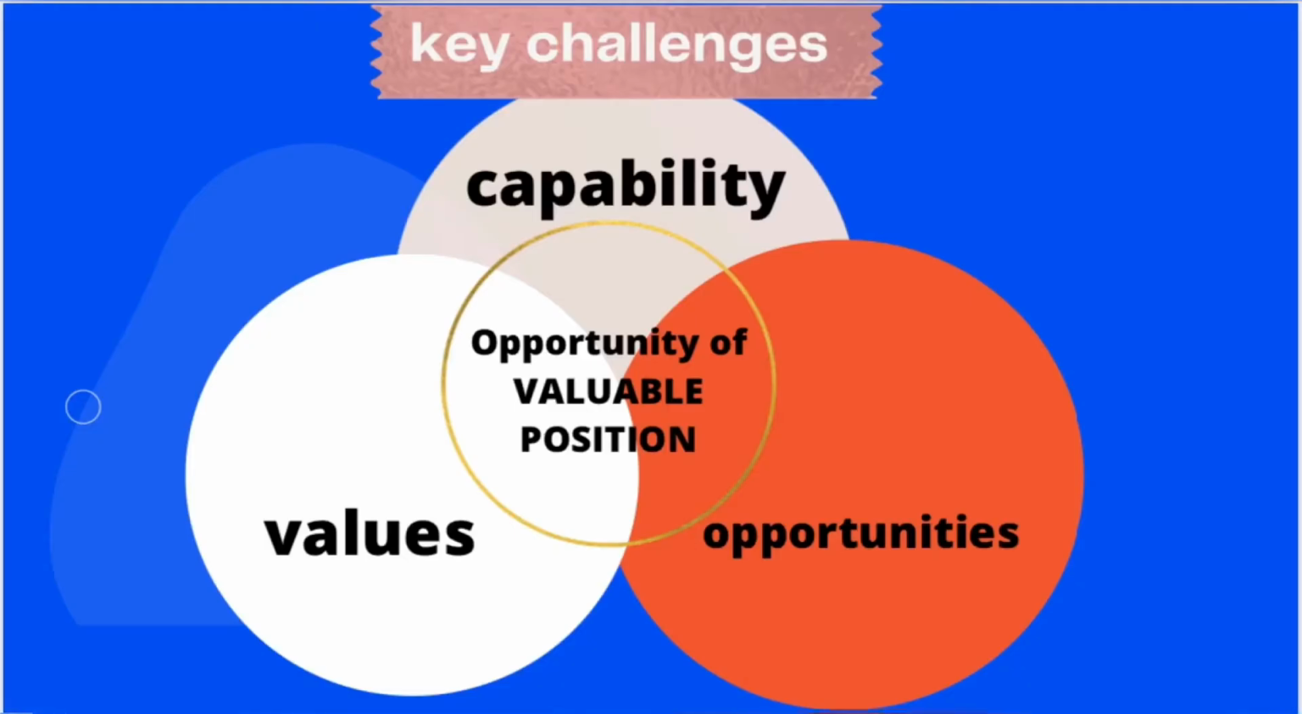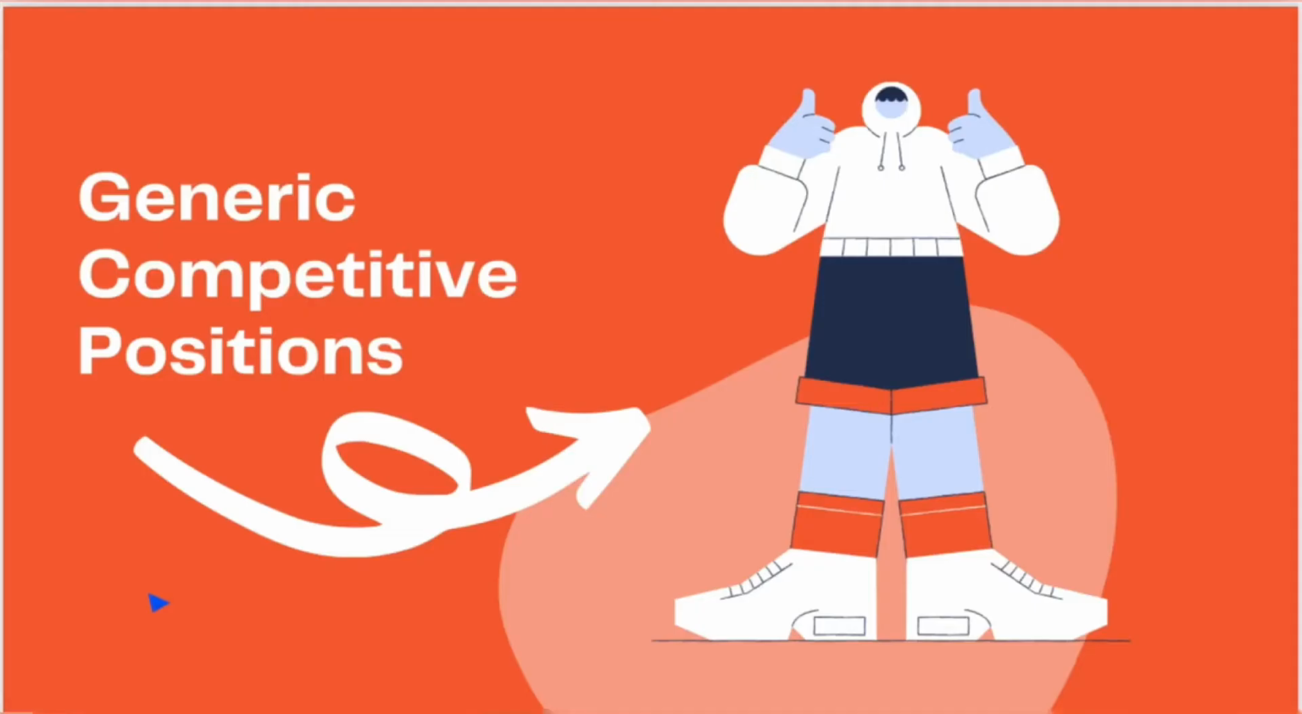Business strategy is a key question of business to know how to determine the competitive segment. We can see there are three key challenges of business strategy. The first is values, the second is capability, and the third is opportunities. The important thing we discuss today is valuable position. About the valuable position, here there is a generic competitive position. This is the branch of the valuable position itself.